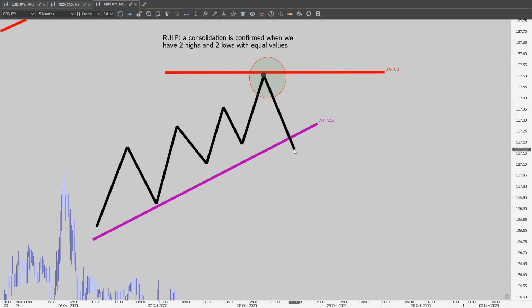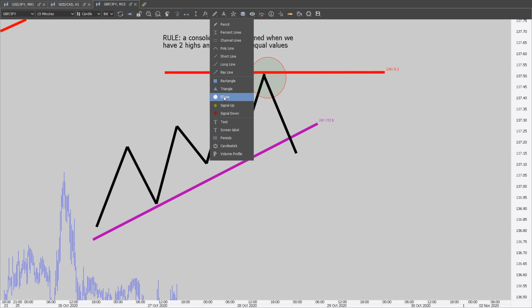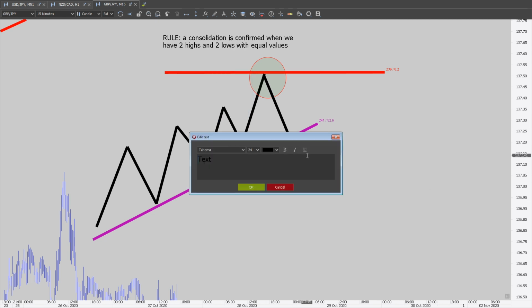Now, what about now? What about now? Are we in consolidation? Everybody, are we in consolidation? What about now? You can say no. And the next question is, how many of you would short the market here?